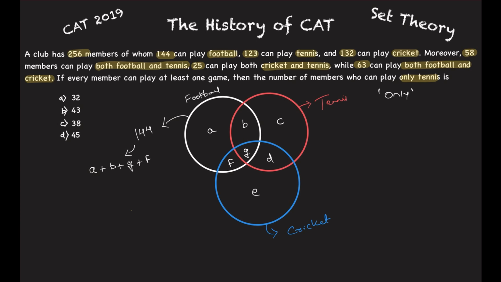Similarly, what about tennis? 132 play tennis. So what will I write here? If you're saying 132 play tennis, what is given to me right now is this entire thing, which is B plus C plus G plus D. Everything in this red, you can see it here: C only tennis, tennis and football, tennis and cricket and football, and tennis and cricket. So that is 132, which includes all. So 132 played tennis.